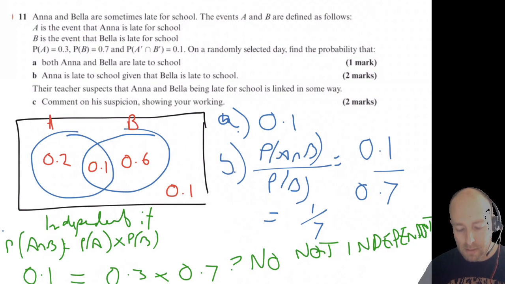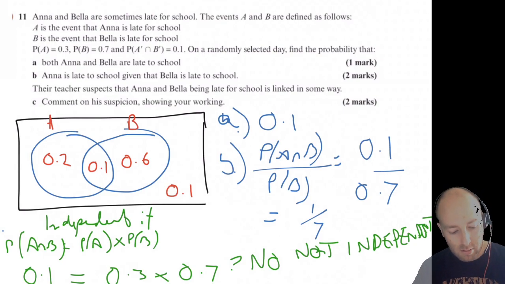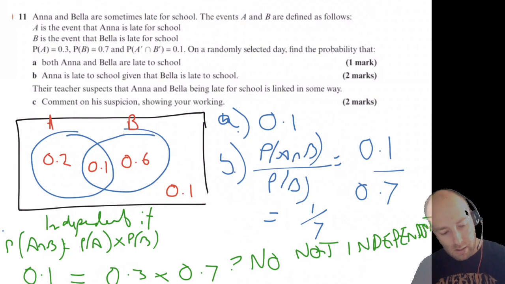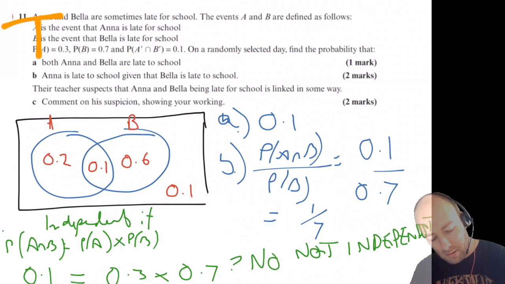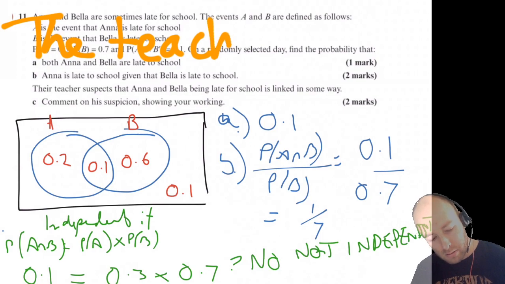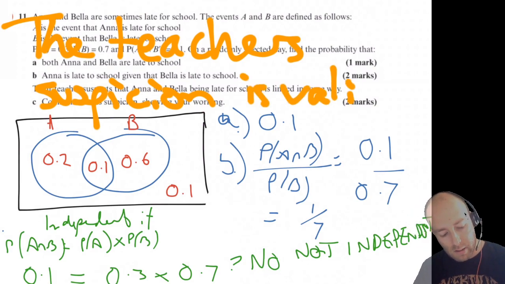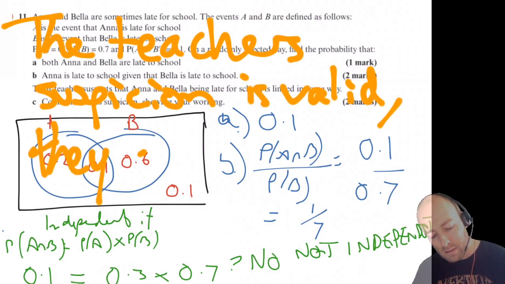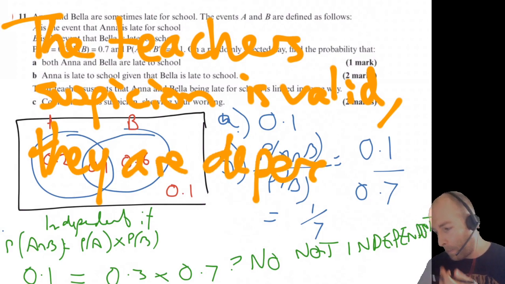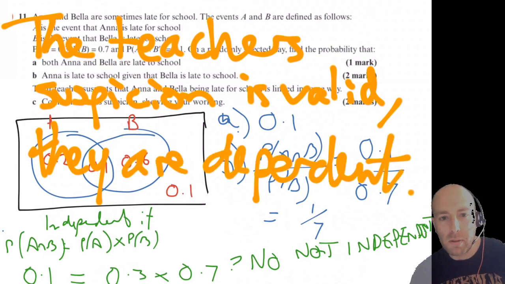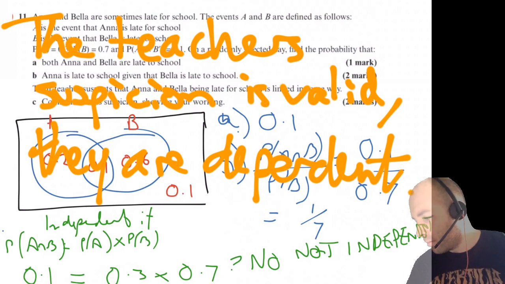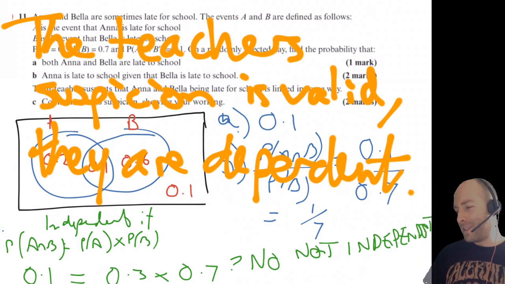So if they're not independent, it means that they are dependent. So Anna being late is dependent on Bella being late and so on and so forth. So yes, they are linked. So the suspicion, let's write this in big, the teacher's suspicion is valid. They are dependent. Cool. Hopefully everybody's all right with that. Anyone got any questions? Sorry for doing it wrong the first time, but easily done.